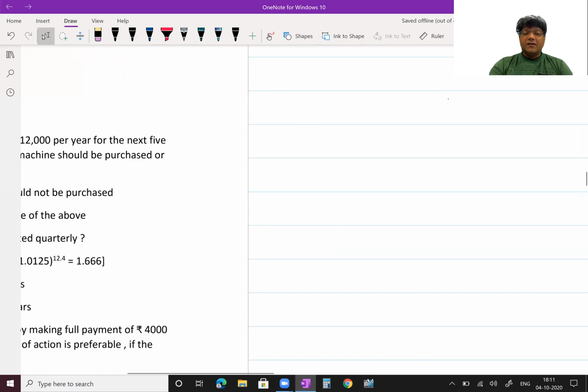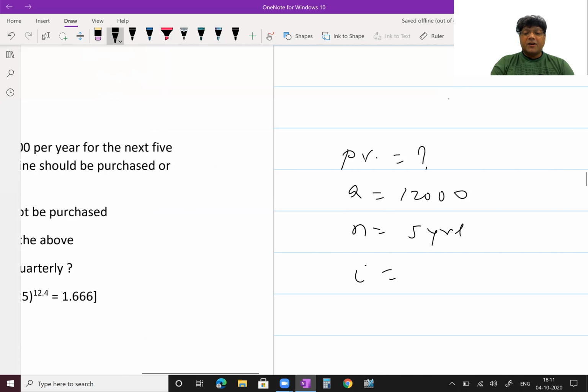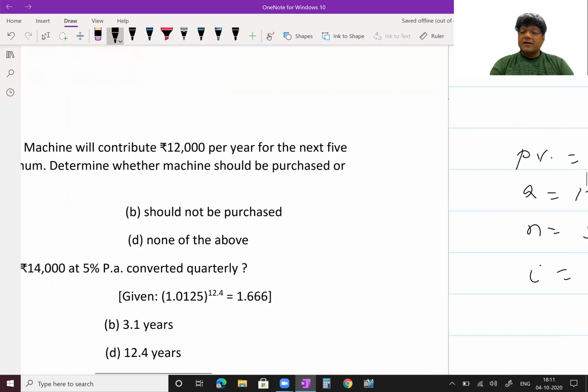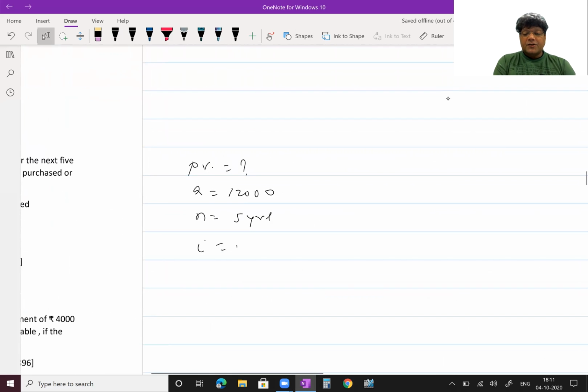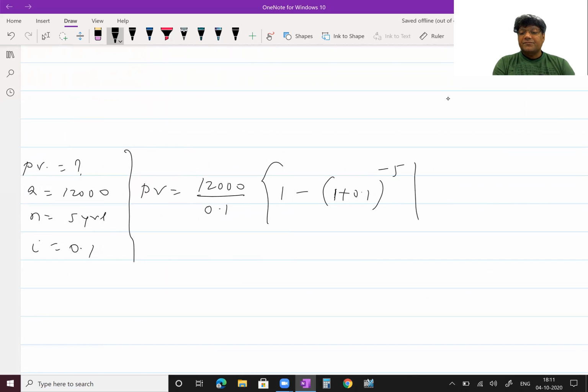So guys, here we need to calculate present value. Present value of what? Annuity, 12,000. For how many years? 5 years. What is the rate percent? It should have been given with the question. Rate percent is 10%, guys. So 0.1. Now the present value formula, you know, this is equal to 12,000 by i into 1 minus 1 plus i to the power minus 5.